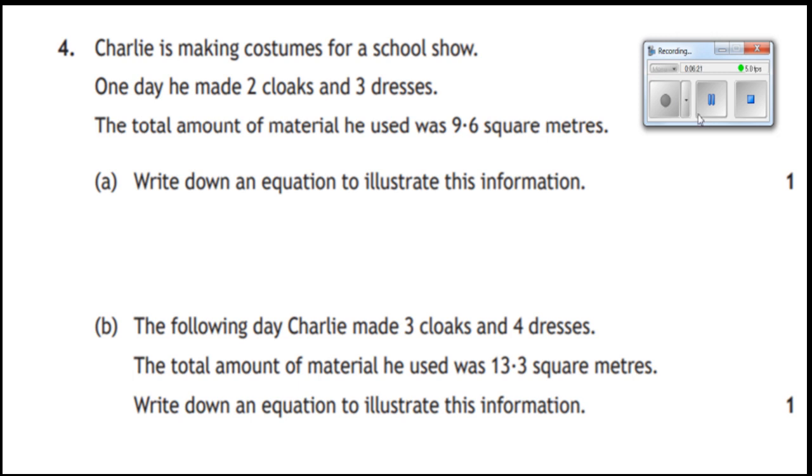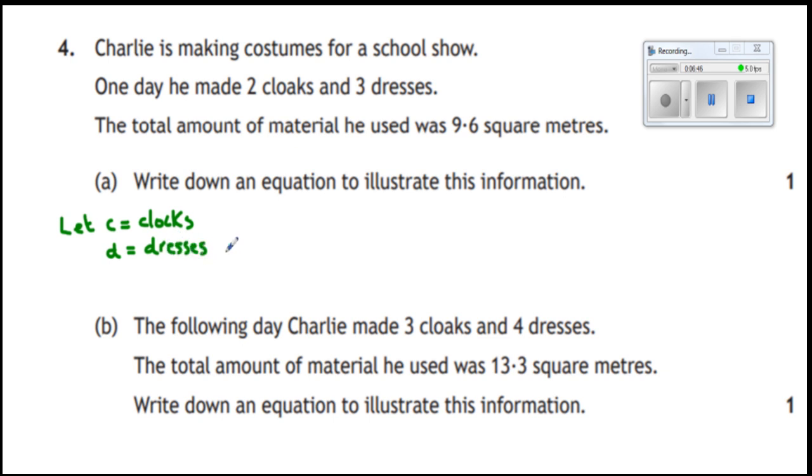Next question, question 4. Charlie is making costumes for a school show. One day he made 2 cloaks and 3 dresses. The total amount of material he used was 9.6 square metres. Write down an equation to illustrate this information. Now it's really important you say let C equal cloaks, and you can say let D equal dresses.